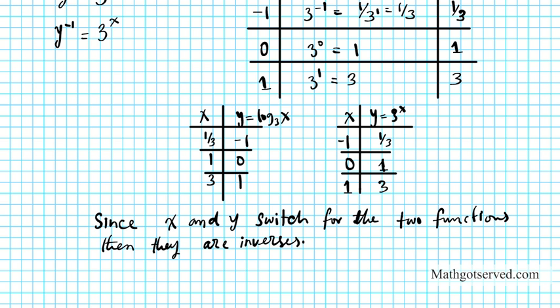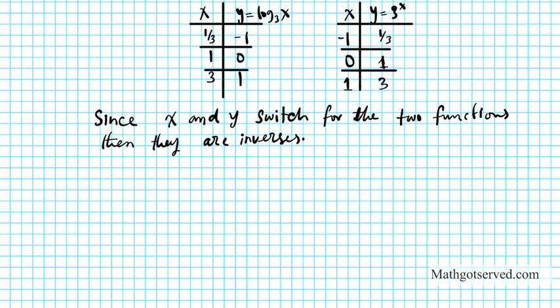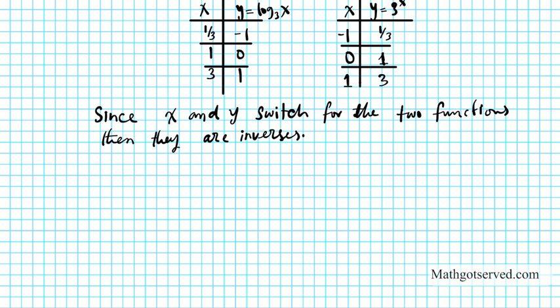Now what we're going to do next, after the tabular representation, is look at the graph. We're going to graph these two functions on the same coordinate system, and then see if they are in fact inverses. All right, so that's our x-axis, and that's the y-axis, and that's our x-axis.